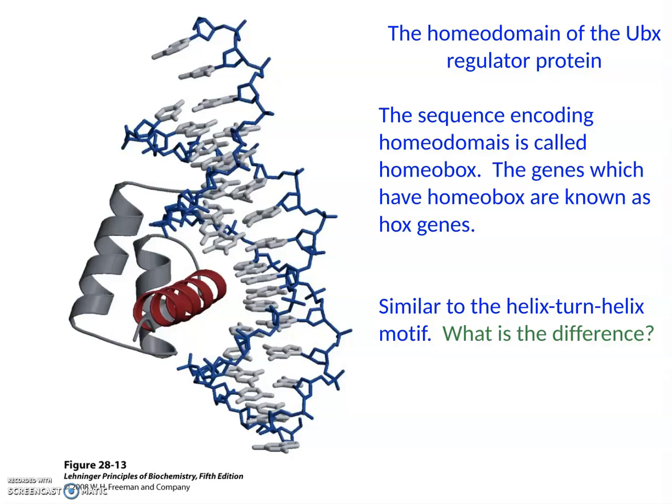Again, we see helix turn helix. The only difference between the helix turn helix and the homeodomain is the size. The homeodomains are larger. Instead of being about 20 amino acids, these are about 60 amino acids. Okay, I have left just the protein domains, but I'm going to run out of time in a few seconds, so I'm going to record that in the third part of this lecture.